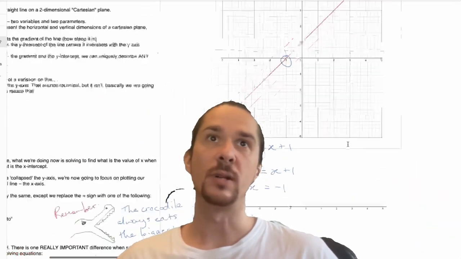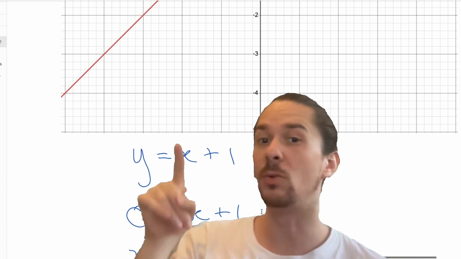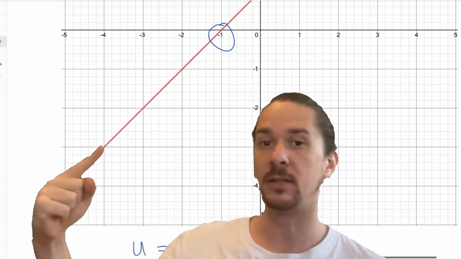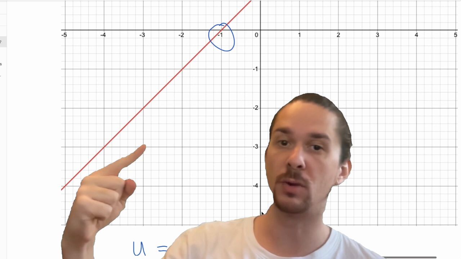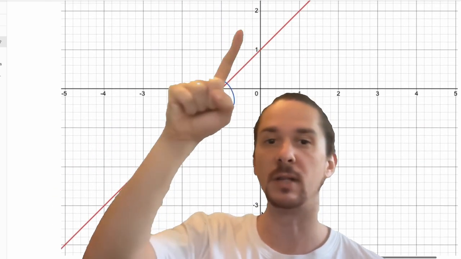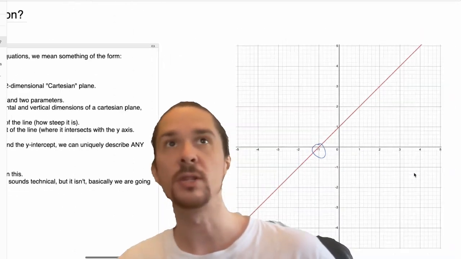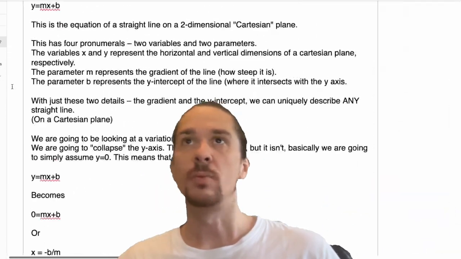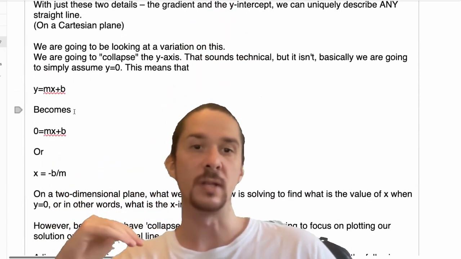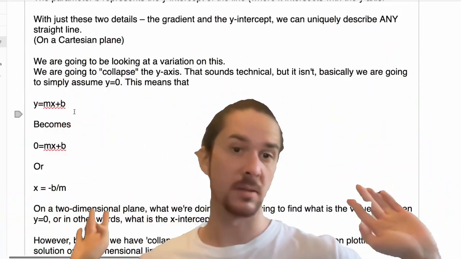So if we have an equation like y equals x plus 1, the m is a 1, an invisible 1 in front of the x, and so that describes this steepness where for every 1 unit we go across, we go up by 1 unit as well. And then the y-intercept is 1, and so that means that we're intersecting the y-axis at 1 here. So this is a basic representation of a linear equation, and in fact, using these two parameters, m and b, the gradient and the y-intercept, we can uniquely describe any straight line on a Cartesian plane. Any one, doesn't matter which one, all of them.